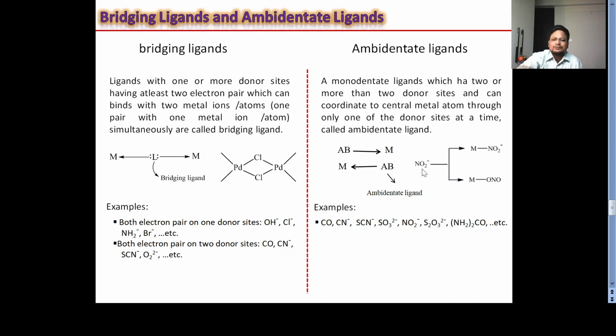One example is the nitro ligand. The nitro ligand has two donor atomic sites, one is nitrogen and another is oxygen. When nitrogen is linked to the metal, it is called the nitro ligand or metal nitro complex. When it donates its electron pair through the oxygen atom, then it is called metal isonitro ligand or metal O-nitro ligand. Some examples of ambidentate ligands are CO, CN, SCN, etc.